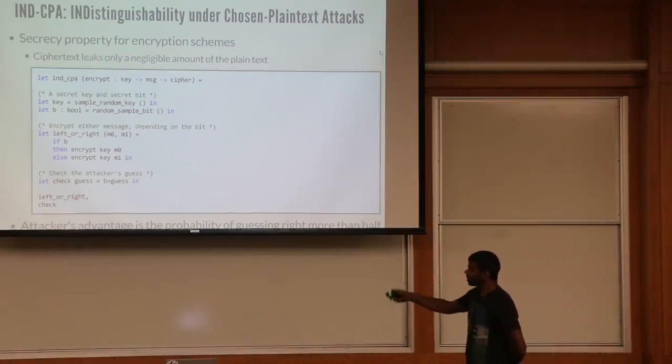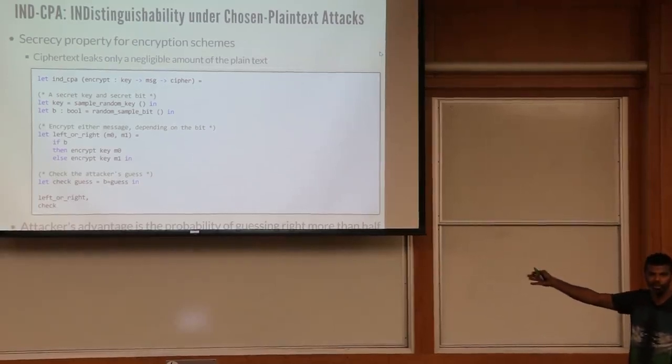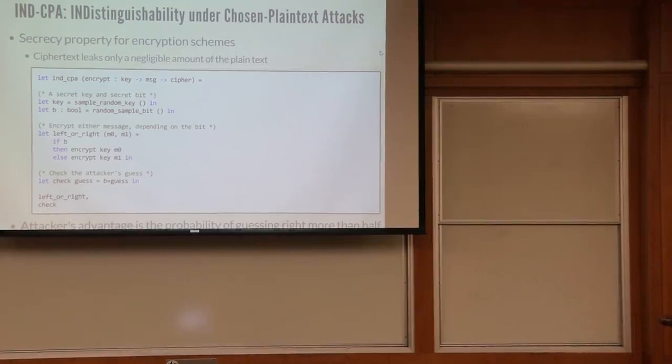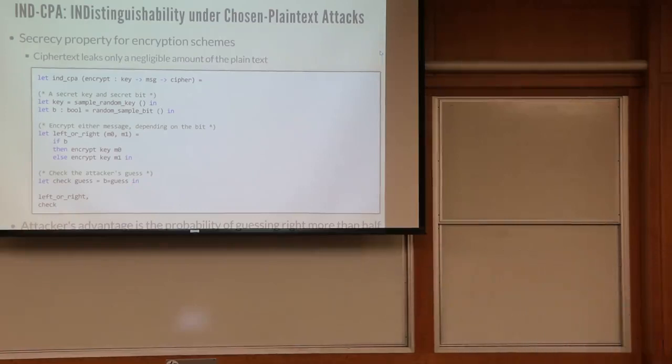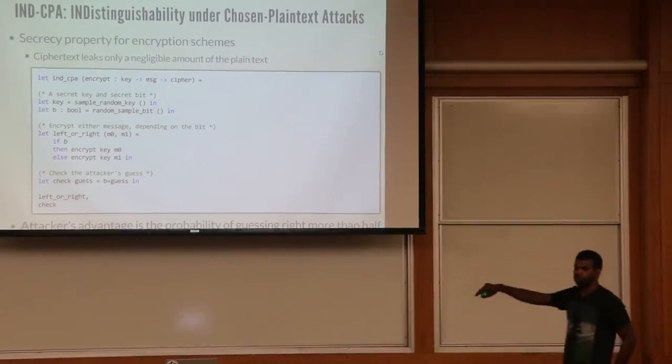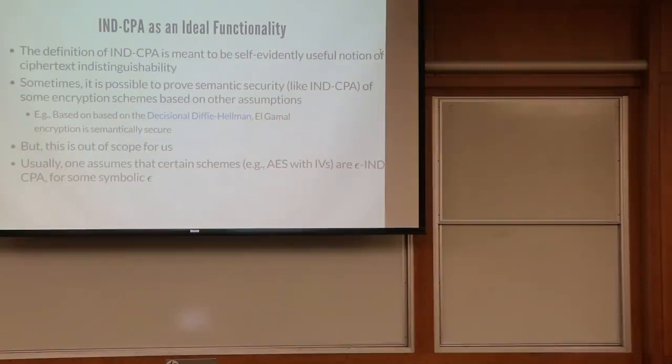Okay. There's a notion of advantage here. The attacker's advantage is their probability of guessing right more than half the time. Of course, they can win this game just by guessing randomly, right? Half the time. And you should take this as being a self-evidently correct formulation of ciphertext indistinguishability. This is a spec. NCPA is meant to characterize the idea of ciphertext indistinguishability.